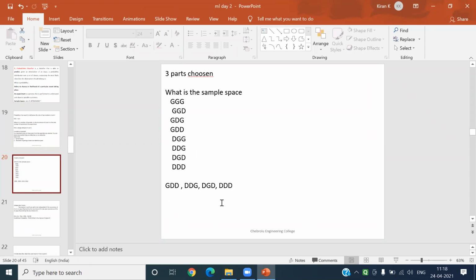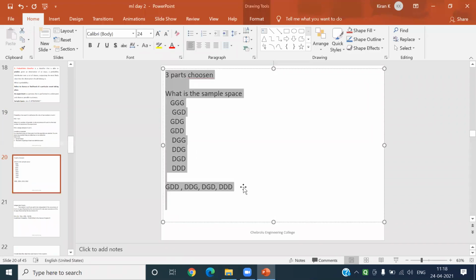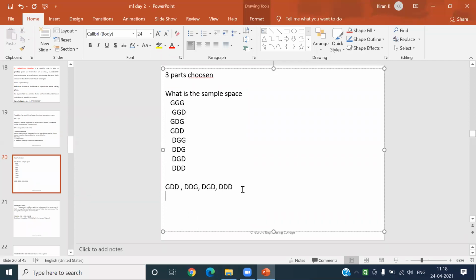Now, what is the probability of getting this? The total number of outcomes in the sample space is 8. And for our problem, there are 4 events. So our probability is 4 by 8, that is 0.5. This is how probability is measured, my dear friends.